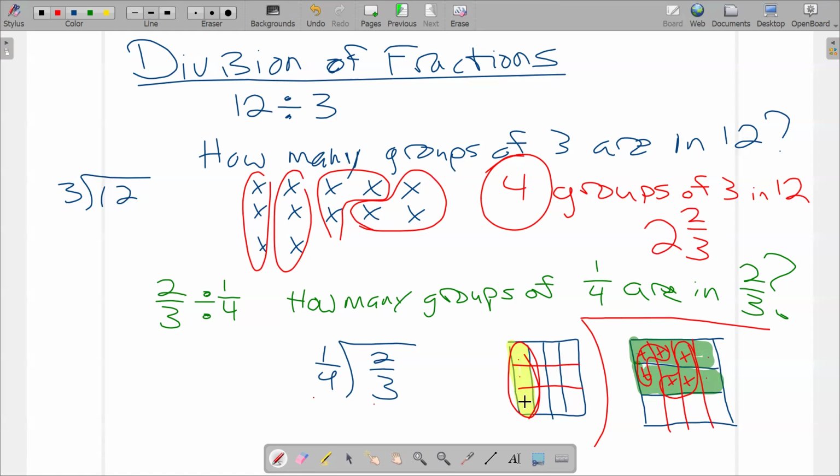Here's another way to think about this. How many pieces of equal size are in the yellow region? No, the yellow one here. There's 3 there, okay. How many pieces of equal size are in the green region? See, 1, 2, 3, 4, 5, 6, 7, 8. There's 8 in there. So it turns out 2/3 divided by 1/4 is the same problem as how many times does 3 go in 8? Because when I made them equal parts, there's 3 equal parts here, and there's 8 equal parts there. How many times does 3 go in 8? 2 2/3 times.